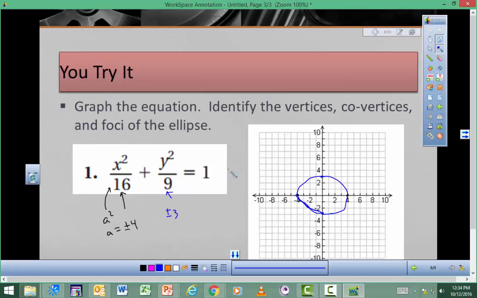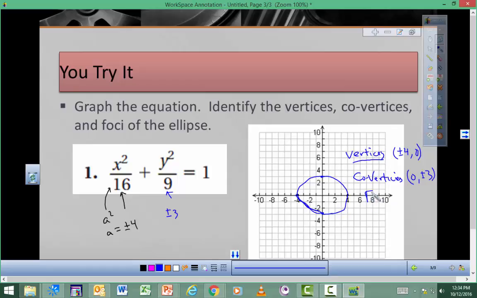Okay, if you had to write out the vertices, can you tell me the coordinates? Hopefully you could say them real quick. It's plus or minus 4, comma 0. See, it's on the x-axis this time. And then what about the co-vertices? 0, comma, plus or minus 3, right?